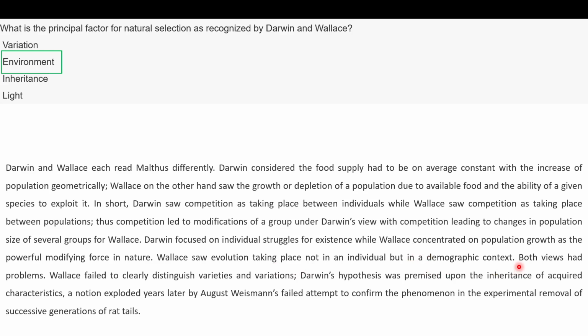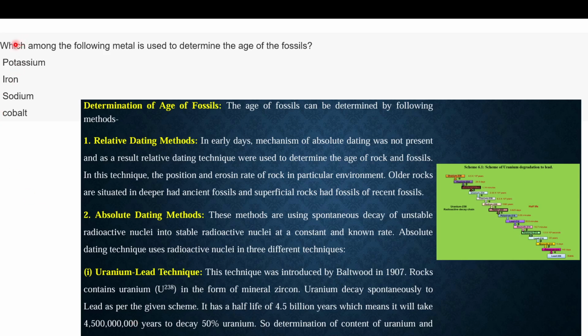So both Charles Darwin's and Wallace's views had problems. Wallace failed to clearly distinguish varieties and variations, and Darwin's hypothesis was premised upon the inheritance of acquired characteristics, a notion exploded years later by Weismann's failed attempt to confirm the phenomenon in the experimental removal of tails of successive generations of rats. Now, which among the following metals is used to determine the age of fossils?